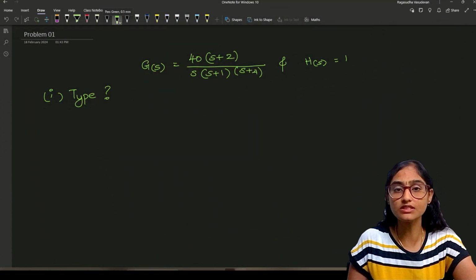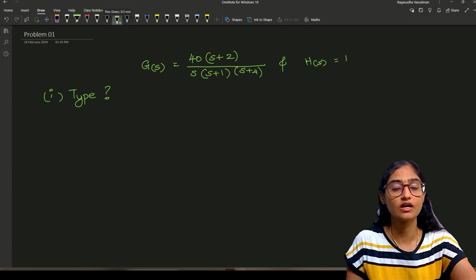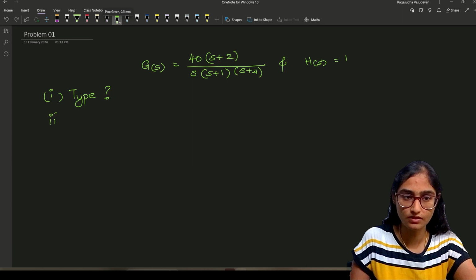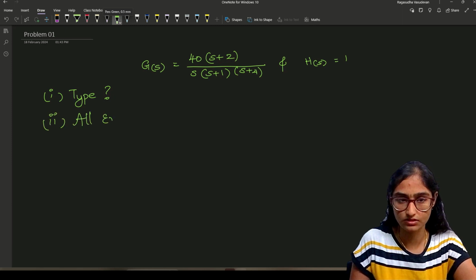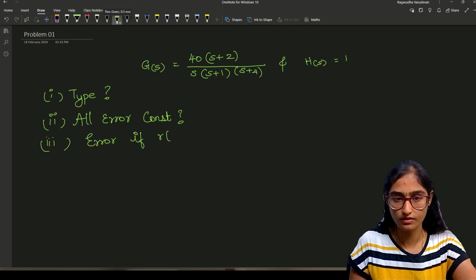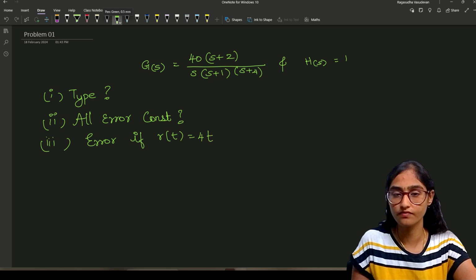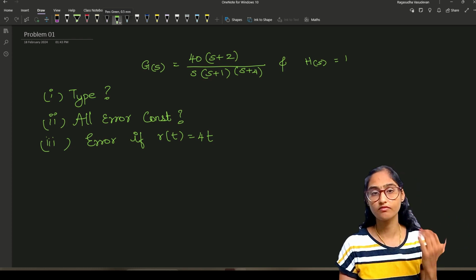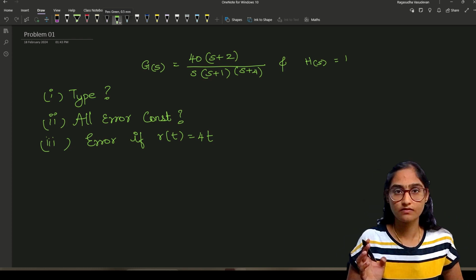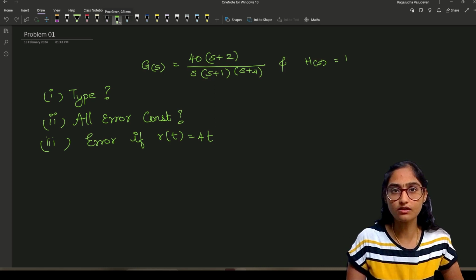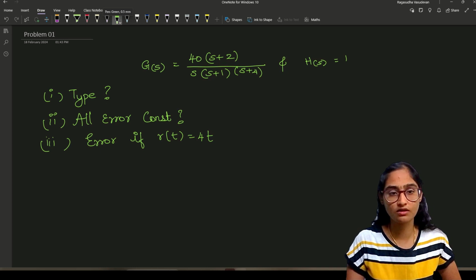We have a system transfer function that's given to us. We have the open loop and the closed loop transfer function. What is the type of the system and what are all the error constants? The third thing is, what is the error if the input is 4t? This is a ramp input of 4t, and what will be the error of this system when you have this input? We just saw that for a type 1 system, the ramp input will get a constant error a by k. Just by looking at the problem, you should be able to solve this.